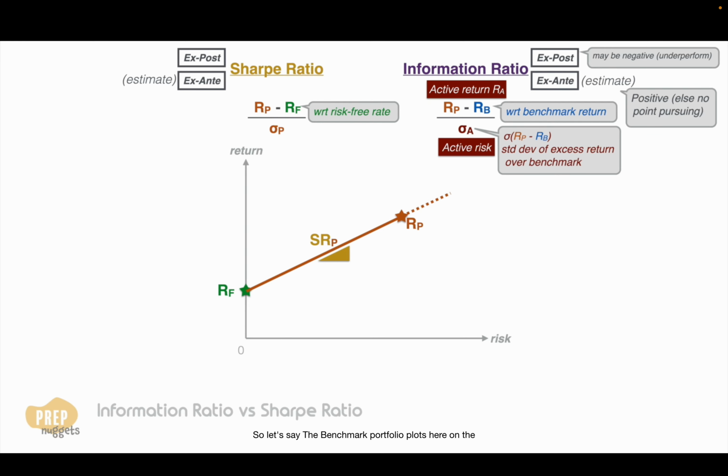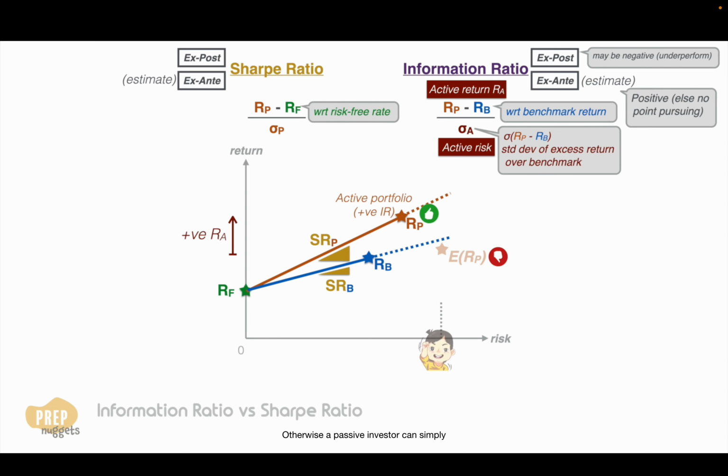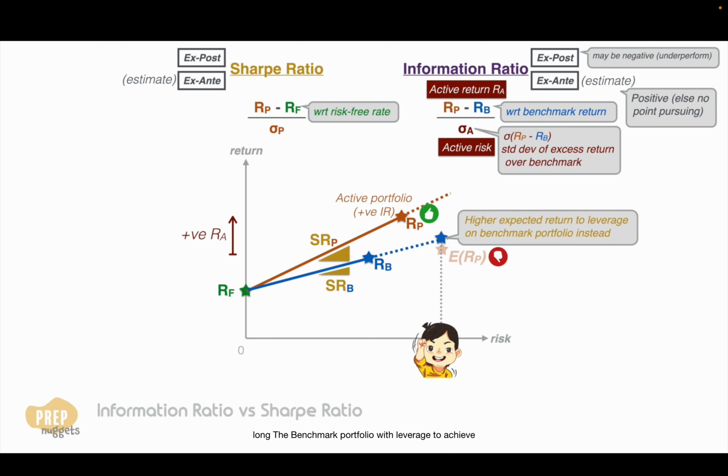So let's say the benchmark portfolio plots here on the risk-return chart. We would expect an active portfolio with positive IR to plot somewhere above it. Also, it would make sense for the active portfolio to plot above the line representing the benchmark's Sharpe ratio. Otherwise, a passive investor can simply long the benchmark portfolio with leverage to achieve a higher return. Such a portfolio has a lower Sharpe ratio than the benchmark.